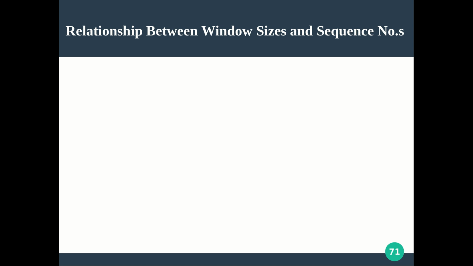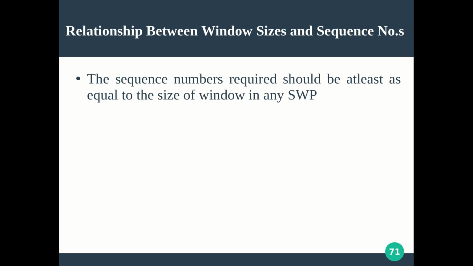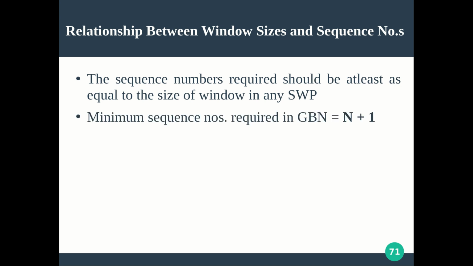It has to be at least as the sender window size, because how many are in transit at any time is decided by the sender window. If 4 are there in transit at any time, then a minimum of 4 sequence numbers should be there. But is that 4 enough, that is the question. So the sequence numbers required should be at least equal to the size of the window in any sliding window protocol, particularly the sender window. So the minimum sequence number required particularly in go back n is n plus 1. What is n? The sender window size.